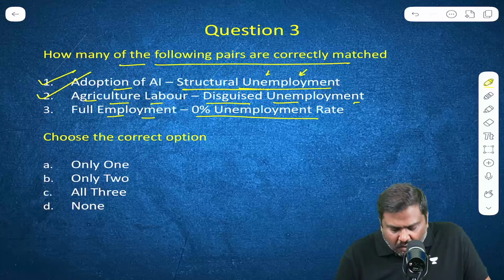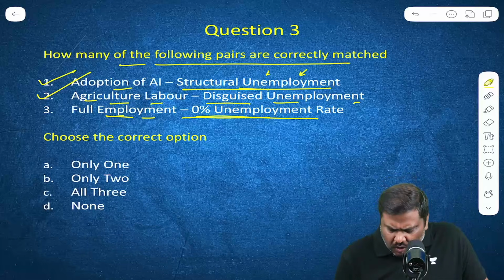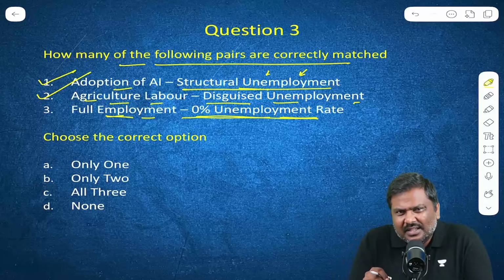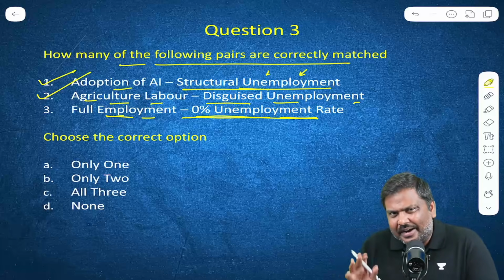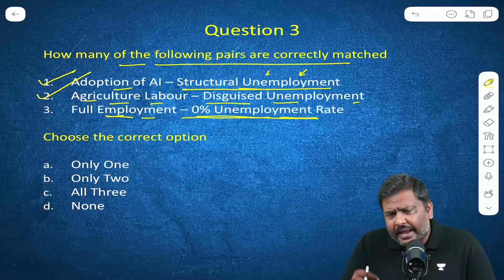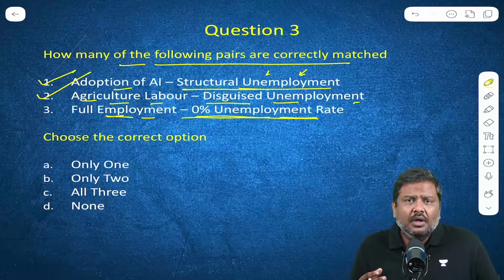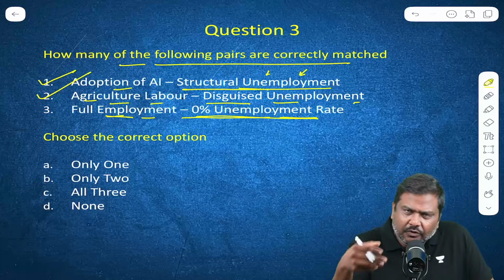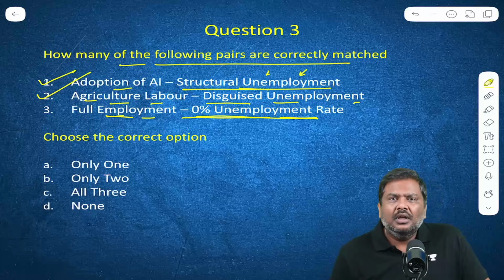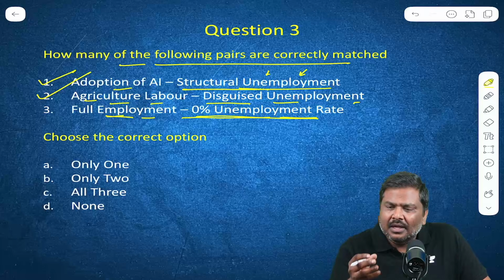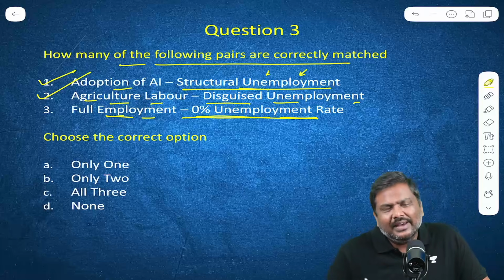Pairing is correct. Full employment is equal to 0% unemployment rate. This is generally thought to be right, but please understand, it is incorrect. Why? Full employment doesn't mean that every individual is getting a job. There will be certain types of unemployment. For example, even during full employment, there will be certain people shifting from one job to another. There will be certain people who will be removed from the job because of adoption of technology. And this is called the natural rate of unemployment.